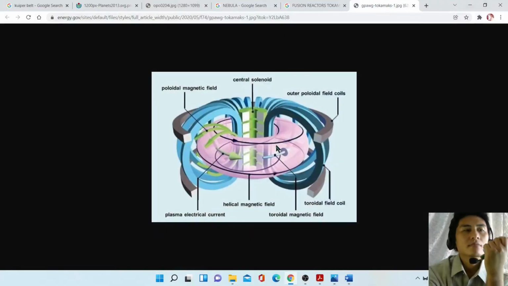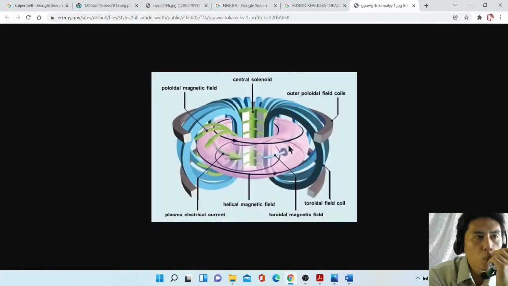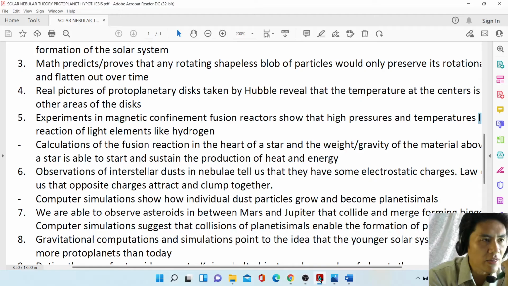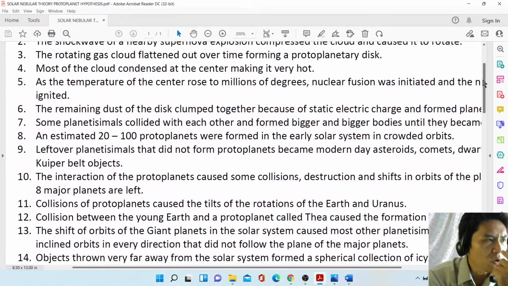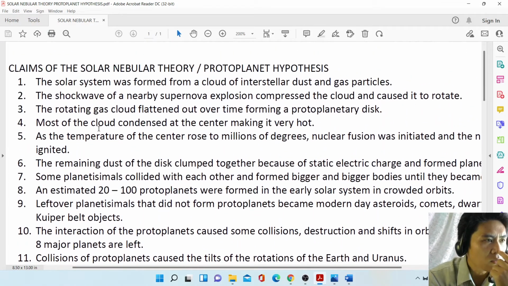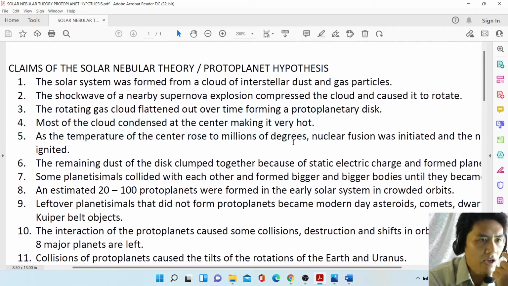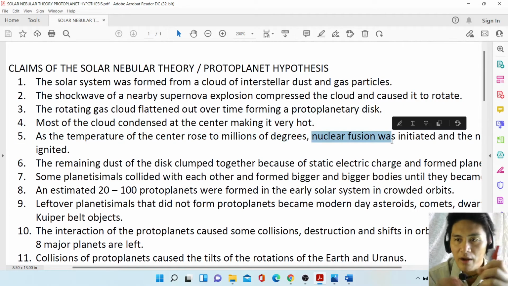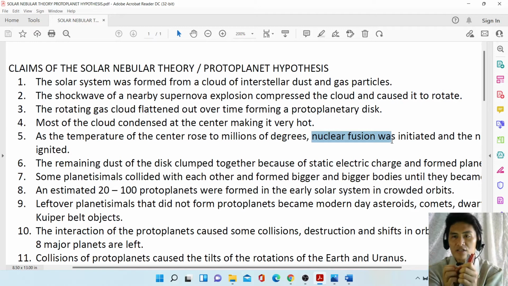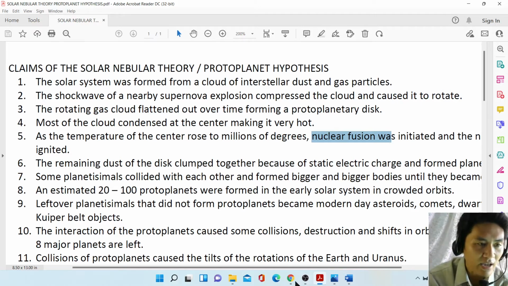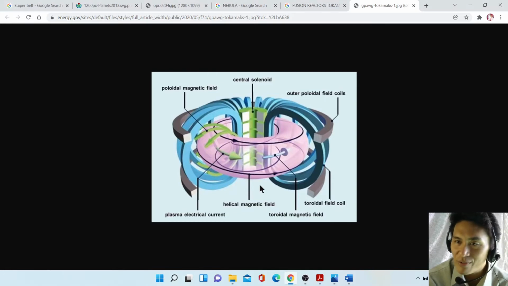So again, why do we believe that when the cloud condenses at the center, it becomes very hot, and then it triggers nuclear fusion? That's why the star starts to ignite. Well, because again, we can do that in our laboratory. We have tokamaks that can do that.